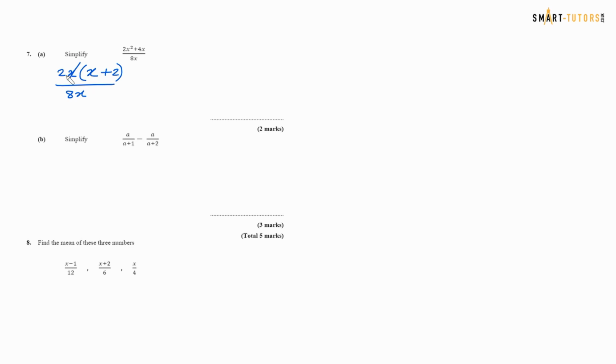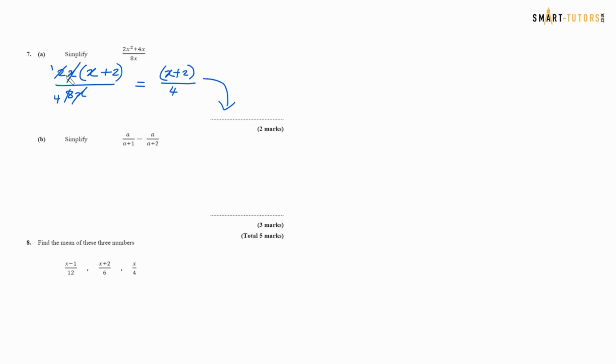Now you can simplify this x and x. 2 and 1, and 2 goes into 4. So the final answer is x plus 2 in the bracket, and the denominator is 4. So that is the final answer.